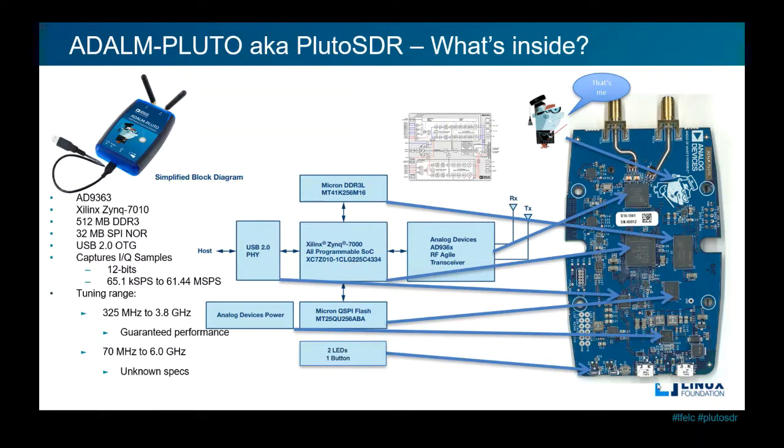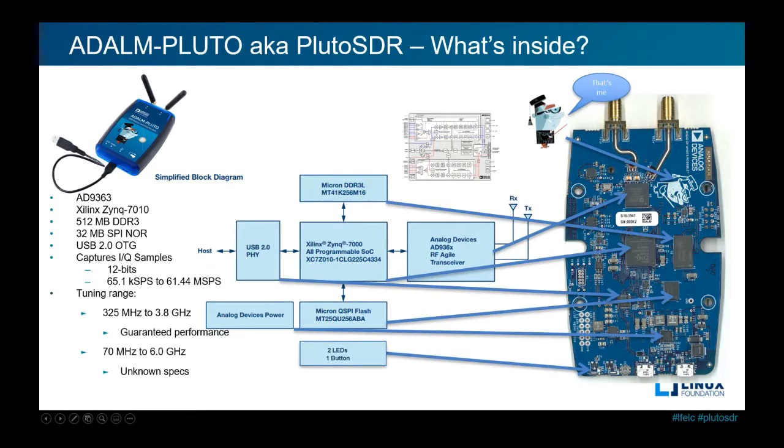What's inside? The PlutoSDR uses a Zynq 7000 FPGA from Xilinx. That is basically an FPGA plus ARM Cortex-A9. It has 512 megabytes of DDR3 memory, 32 megabytes of SPI NOR flash, USB, and of course the AD9363 RF transceiver from Analog Devices. It can capture RF data up to 61.44 megasamples, and it has an LO tuning range from 325 MHz to 3.8 GHz, or with unknown specs between 70 MHz and 6 GHz.